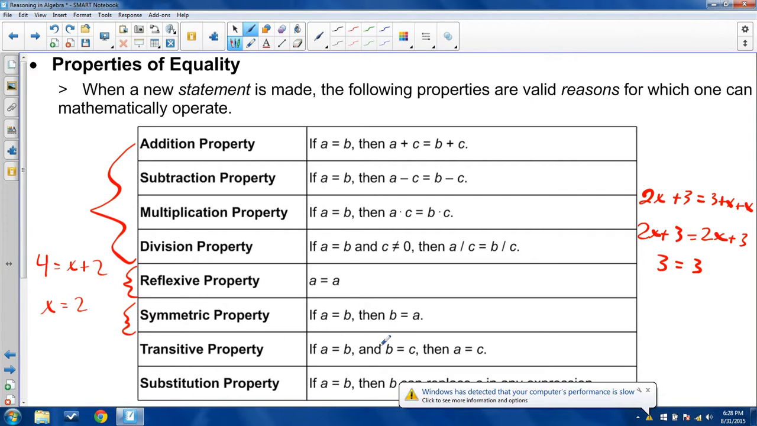Transitive property: if A equals B and B equals C, then A equals C. If I'm the same height as Bob and Bob is the same height as Bill, then I am the same height as Bill. Something like that. It's kind of a substitution, which is the last one here. If A equals B, then B can replace A in any expression. In any situation here that you have, you can use it.